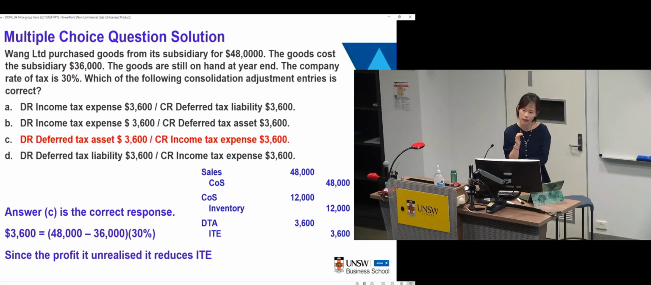Recall your RSC entry, the revaluation surplus on consolidation entry we did in the previous session. You adjust items like land or buildings upwards, right? Which type of deferred tax do you recall? DTL. When an asset is adjusted upwards, it increases the taxable temporary differences, and you recognize DTL. But when an asset is adjusted downwards, it should be the other way around. You should recognize DTA. So C would be the right answer.